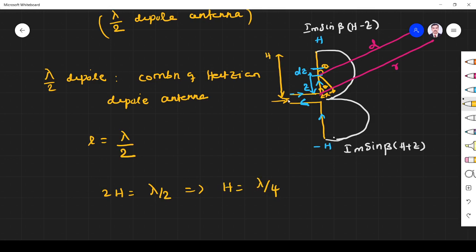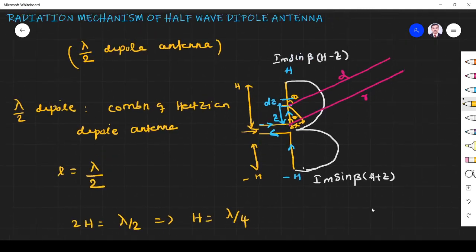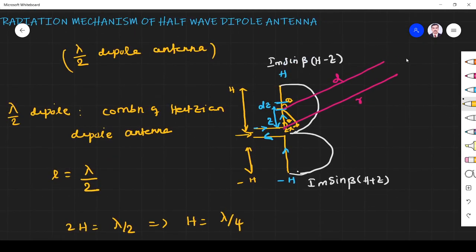The antenna is kept in the z direction. This is the z axis. Instead of finding the total radiation at point P directly, we take a small length dz and find the element radiation at this point. Then we take the next dz and find its radiation, and so on. So we consider our half wave dipole as a chain of Hertzian dipole antennas.